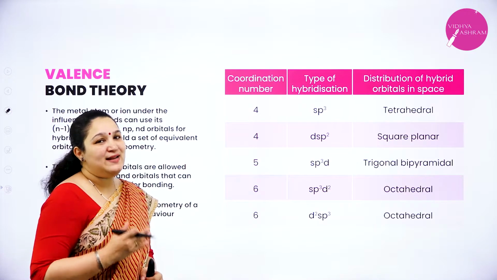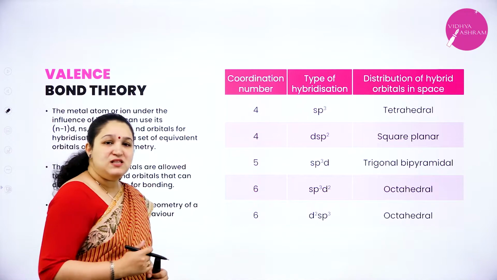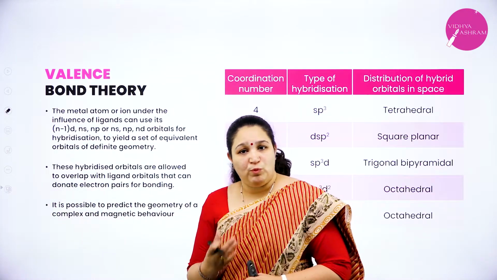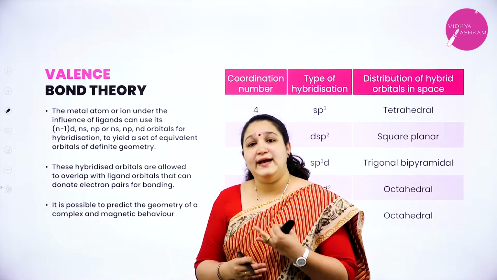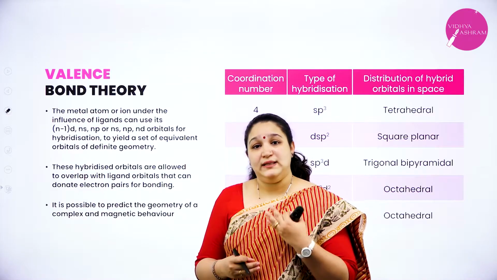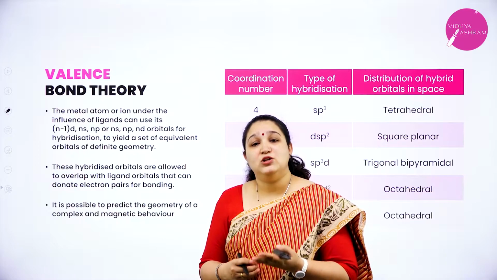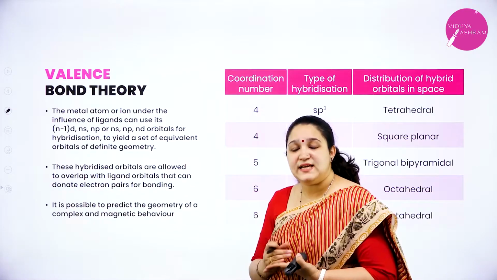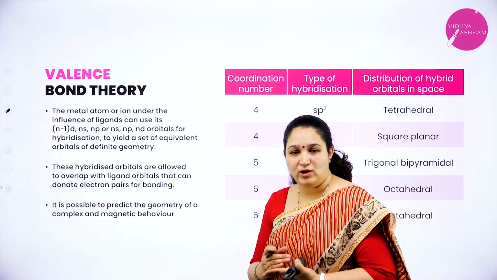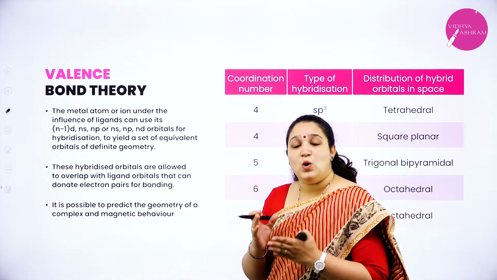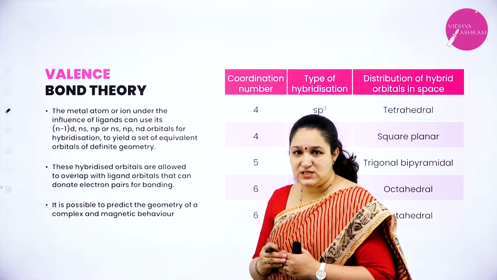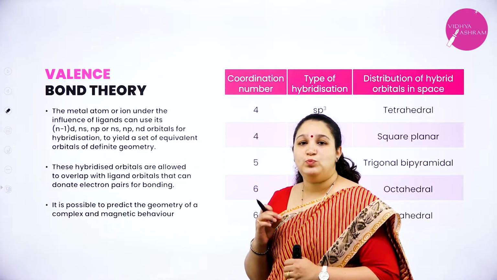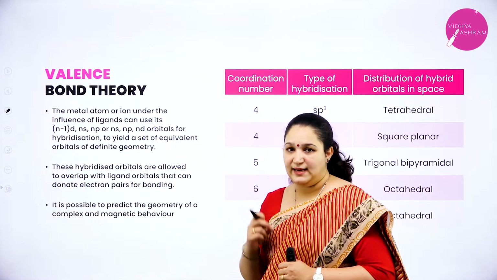Next is valence bond theory. Valence bond theory explains the nature of bonding. Also, it explains the magnetic property and geometry of the coordination compounds. The central metal atom or ion requires vacant d orbitals which will undergo hybridization to bond with the ligands.